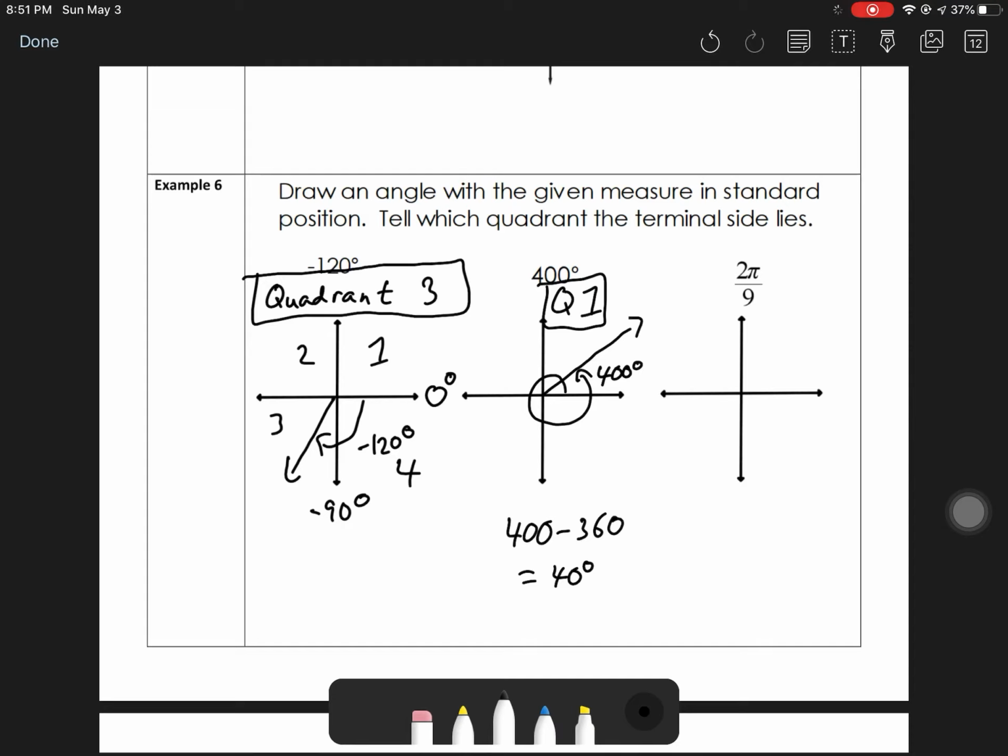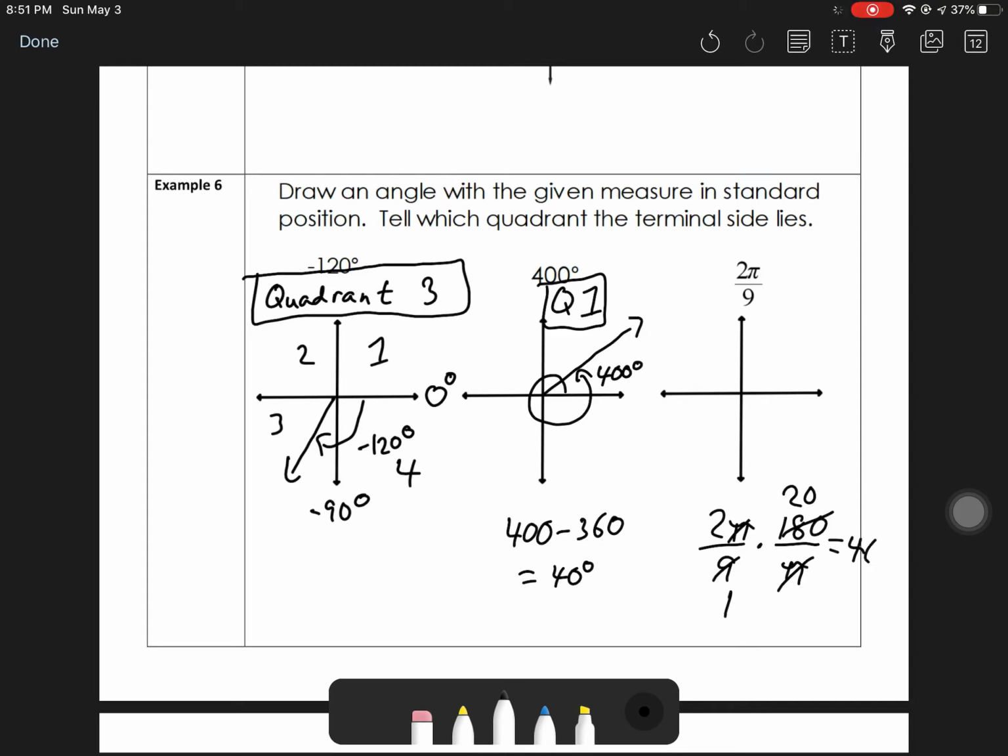2 pi over 9. Now, once you get good enough with radians, you can probably guess where this is, but we're not there yet, so we're going to convert this. So we're going to multiply by 180 over pi. What happens is our pi's are going to go away. If you think about 180 and 9, we can actually reduce those right away. 9 goes into itself once, and 9 goes into 180 20 times.